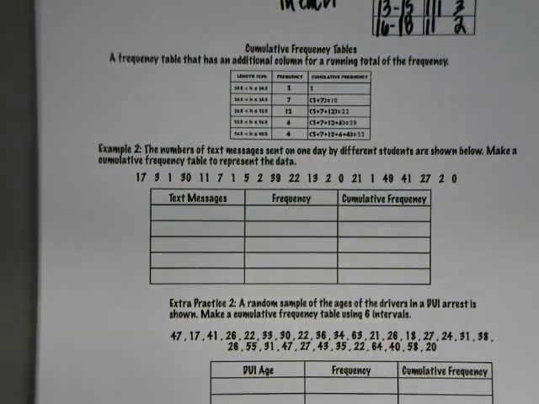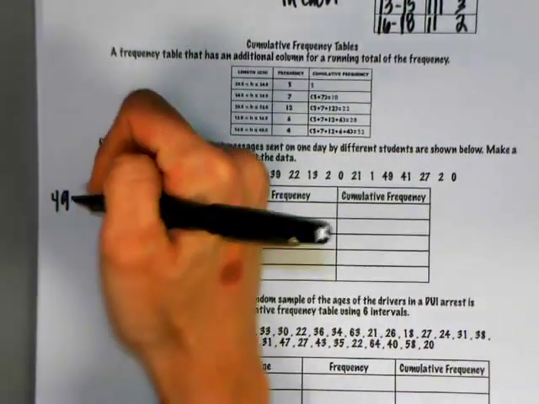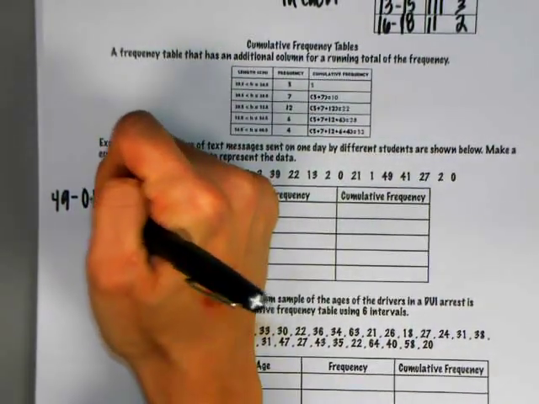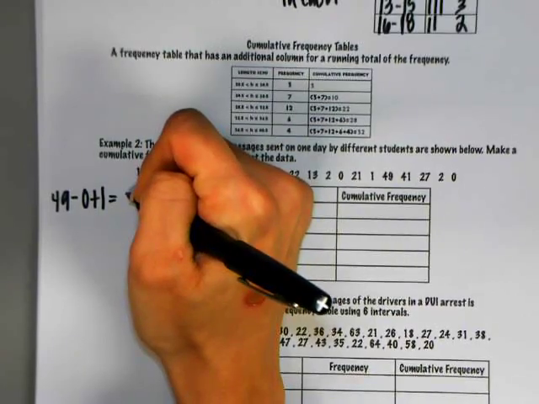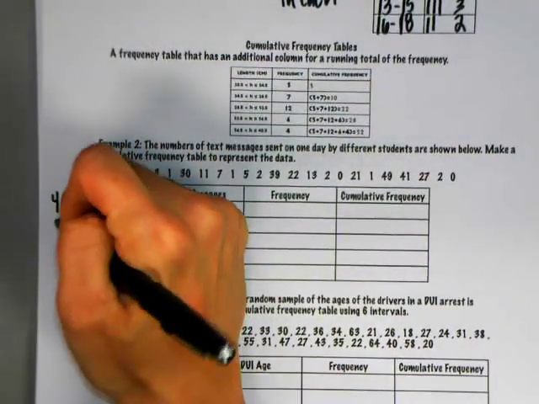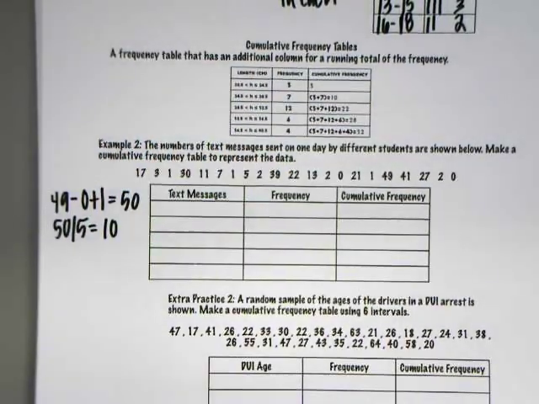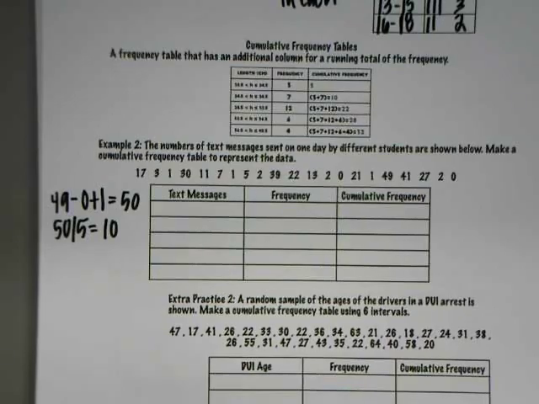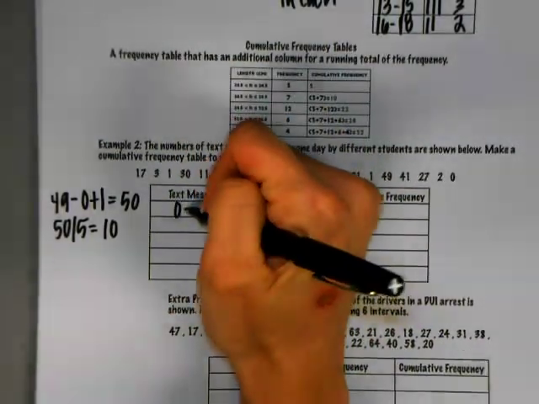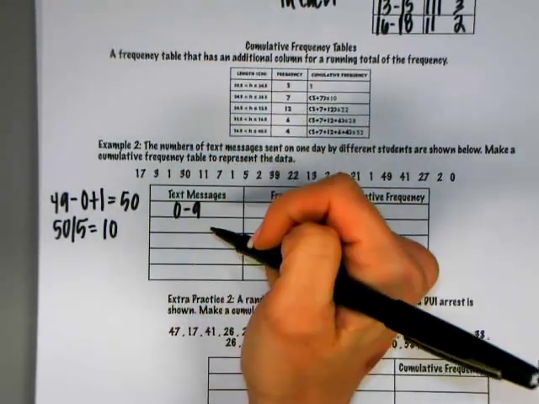So what's the biggest number? 49. Yep, 49 minus smallest, 0, plus 1 is what? Yep, 50. And we have 5 rows, so 50 divided by 5 is what? 10. So we're going to have 10 numbers in each row, starting at 0. So 0 through what? Yep, 0 through 9. So it's always one less than the amount of numbers you want.